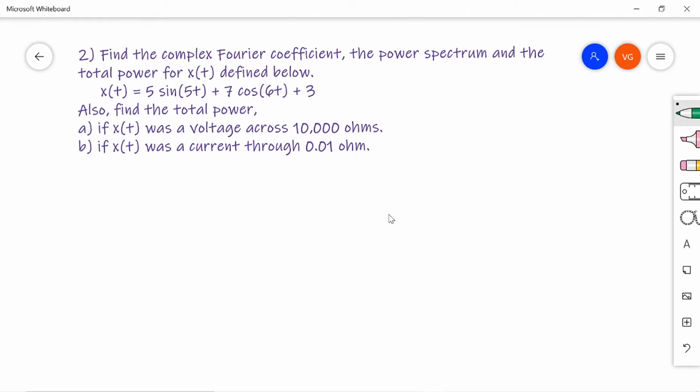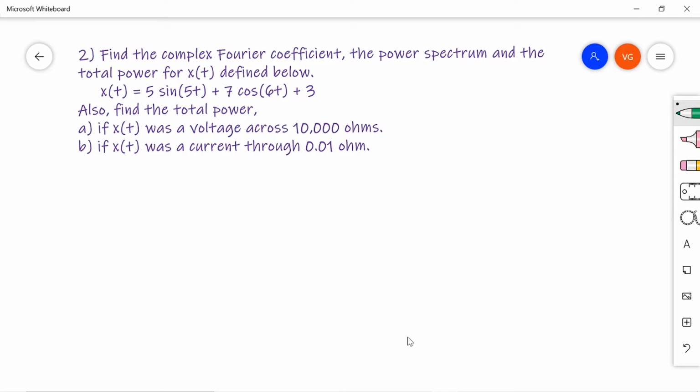Coming to the second question. Find the complex Fourier coefficient, the power spectrum and the total power for x of t defined below. X of t is 5 sin 5t plus 7 cos 6t plus 3. Also find the total power if x of t was a voltage signal across a 10,000 ohm resistance, and similarly if x of t was a current signal through a 0.01 ohm resistance.